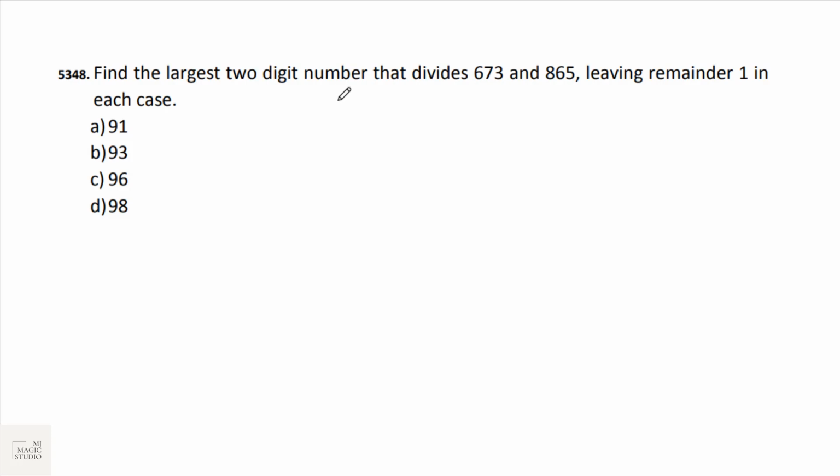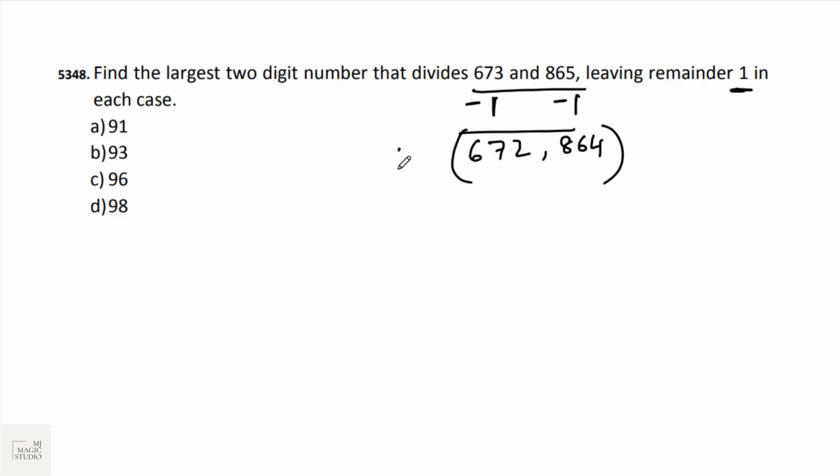Find the largest two-digit number that can divide these, leaving remainder 1 in each case. Here first subtract 1 from these numbers and we'll get 672 and 864. Now what we are looking out for is the HCF of these numbers.